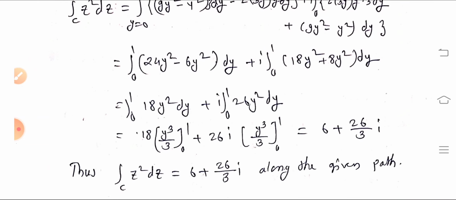So that is equal to the integral 0 to 1 of 18y square dy plus i into bracket, 0 to 1, 26y square dy. Integrating this definite integral with respect to y, we get the value 6 plus 26 by 3 i. Thus the integral over c of z square dz equals 6 plus 26 by 3 i along the given path.